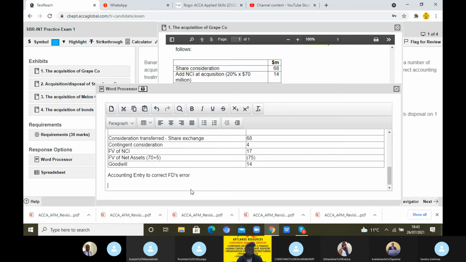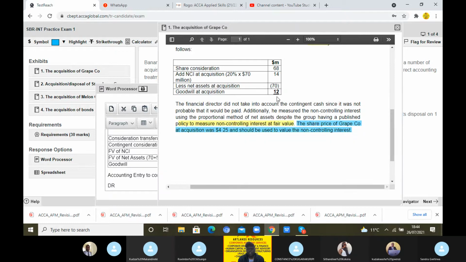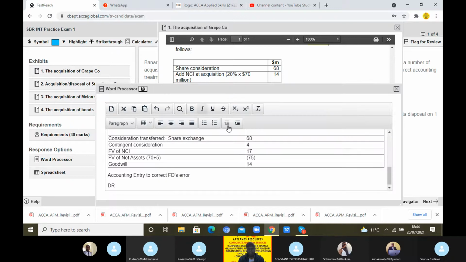Remember, for a journal entry you need to debit and credit. What you know is goodwill was calculated as how much? You come here. Goodwill was calculated as 12. In other words, there is 12 recorded already. And here you found it to be 14. So you need to increase goodwill by 2. So you say goodwill, you are debiting goodwill by 2 million.